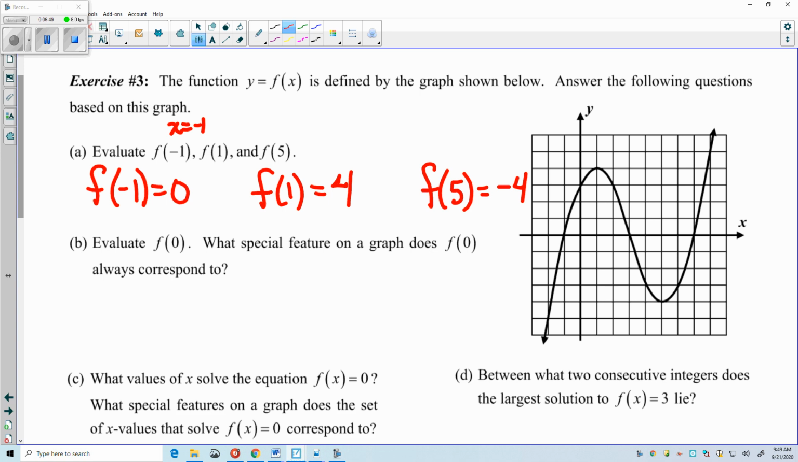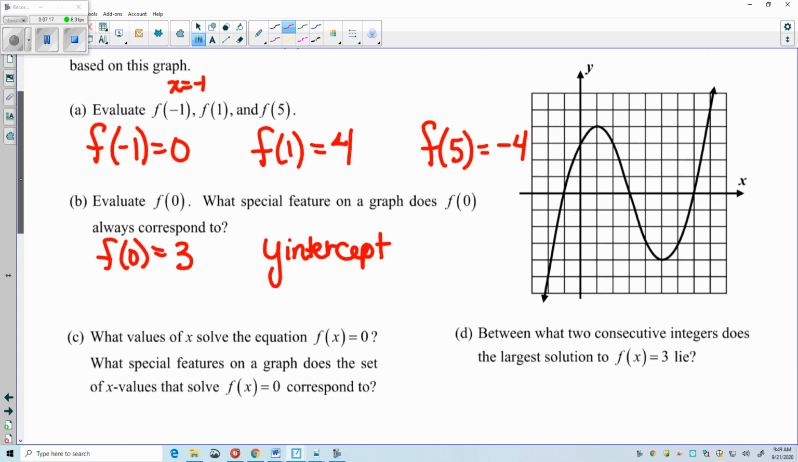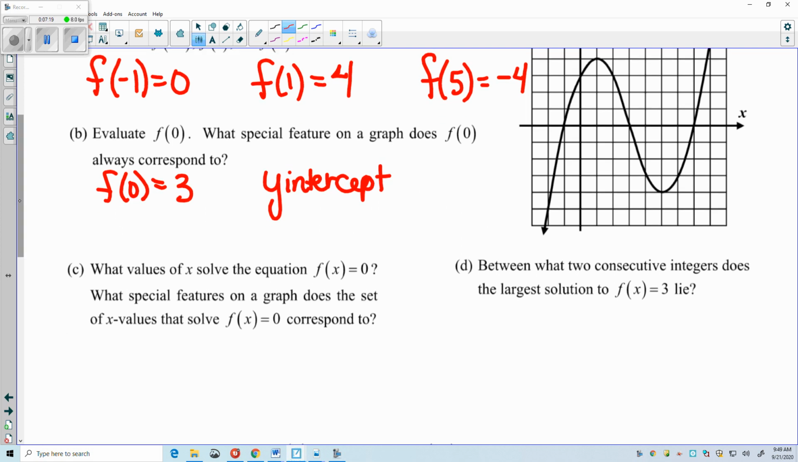Okay. We're going to evaluate the function at 0. Okay, when x is 0. So if x is 0, and I'm going to go up 1, 2, 3, I get the output is going to be 3. So the function evaluated at 0 is equal to 3. And what special feature is that would always correspond to this? This is what's called your y-intercept. It crosses the y-axis. I think intercept sounds like intersect. So my y-intercept is always going to be when x is 0.